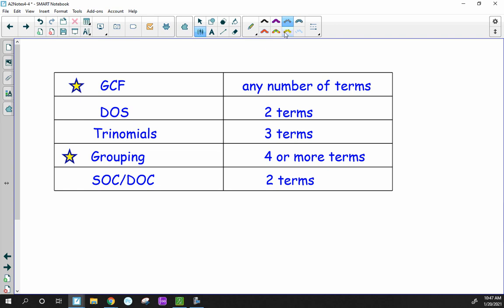Today, we're going to look at DOS. DOS questions have 2 terms. And we're also going to look at SOC and DOC, and they have 2 terms as well.